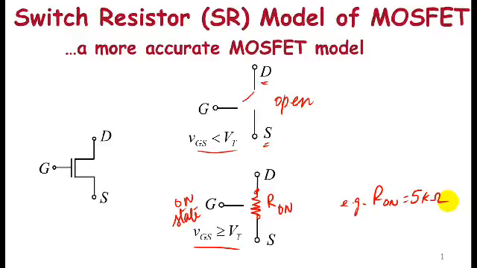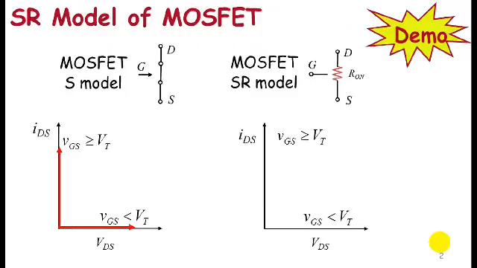But the SR model for the MOSFET says that in its on state, there is a resistance between the drain and the source, and in its off state, it behaves like our usual switch, which has an open circuit between the drain and the source terminals. So with the SR model of the MOSFET in mind, we can go ahead and plot the IDS versus VDS curves for the MOSFET.